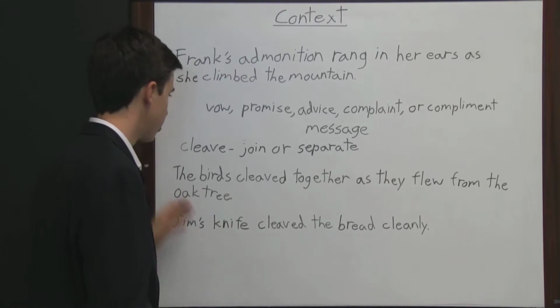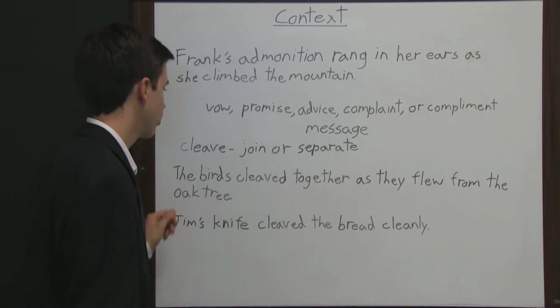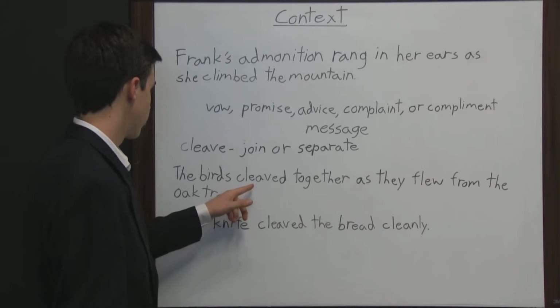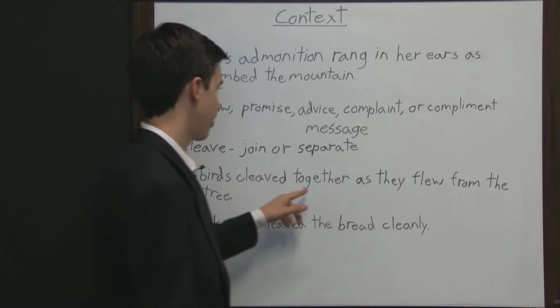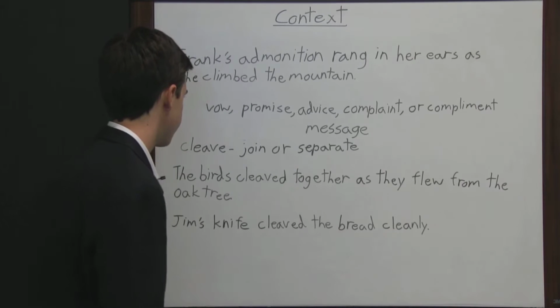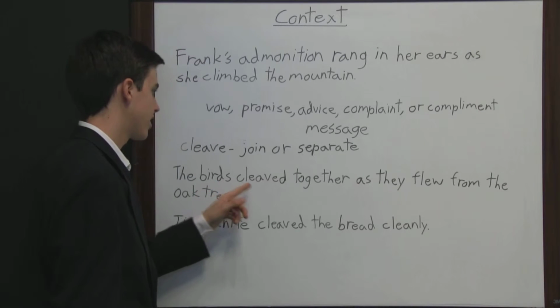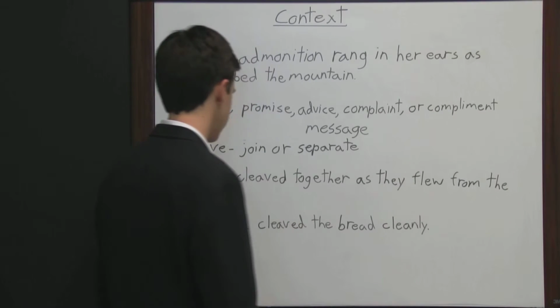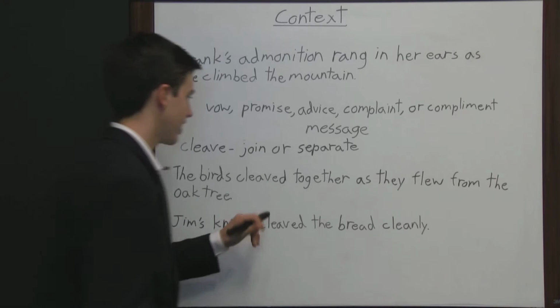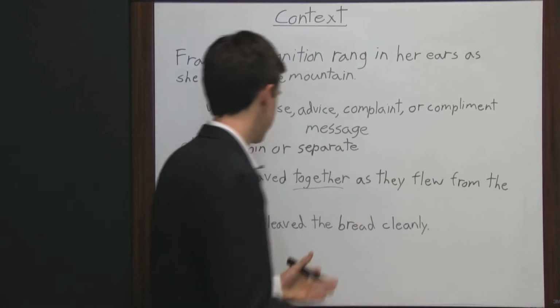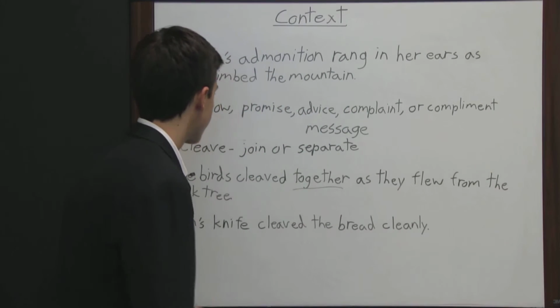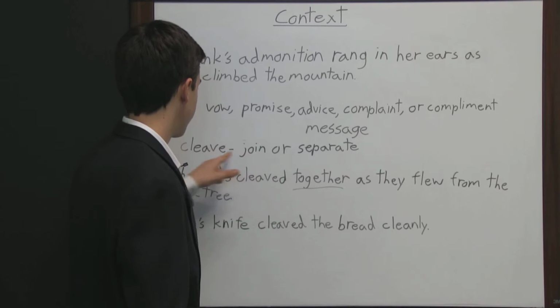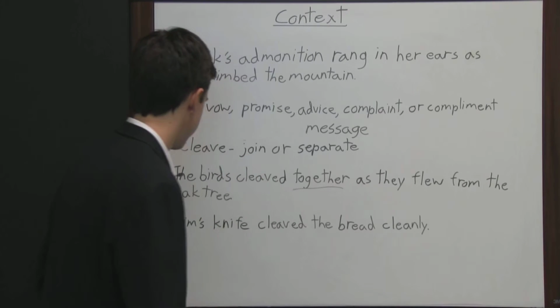So this sentence says, the birds cleaved together as they flew from the oak tree. Well, if we use the word joined, it says the birds joined together as they flew from the oak tree. But if you put the birds separated together as they flew from the oak tree, that wouldn't make sense. The reason being is because of the word together. Together means joined or near each other. So join must be the meaning of cleave in this sentence.